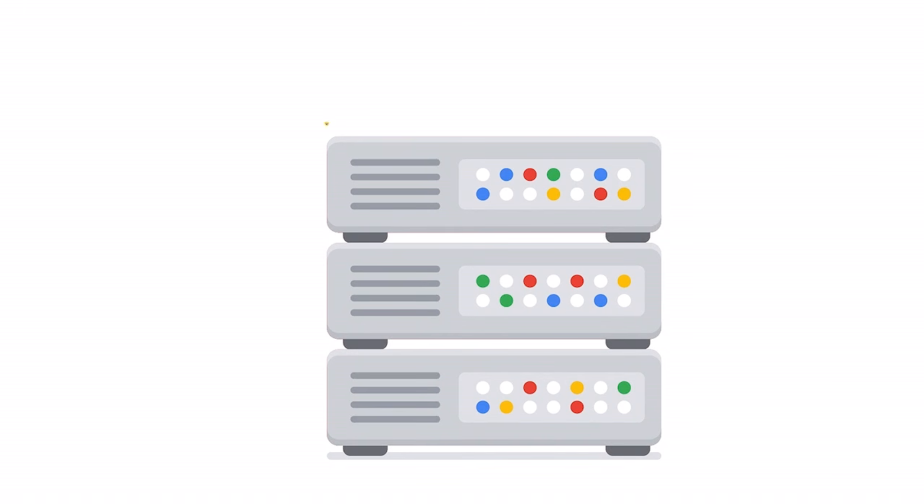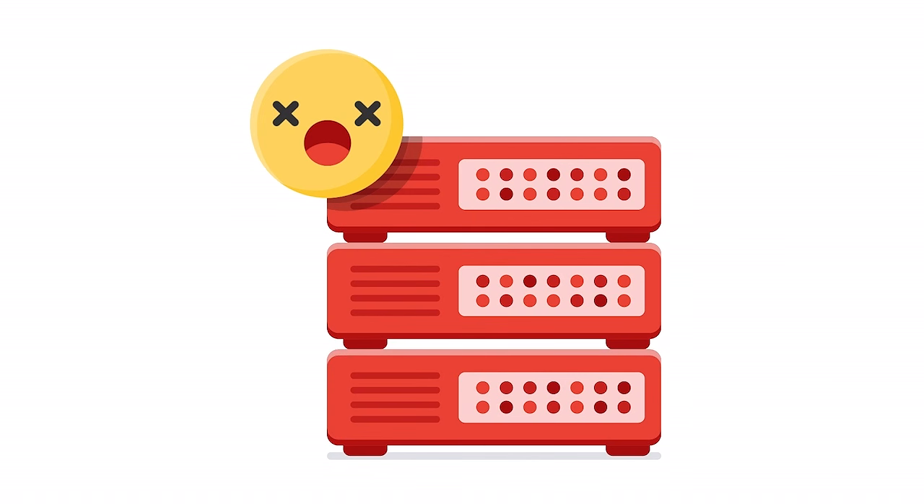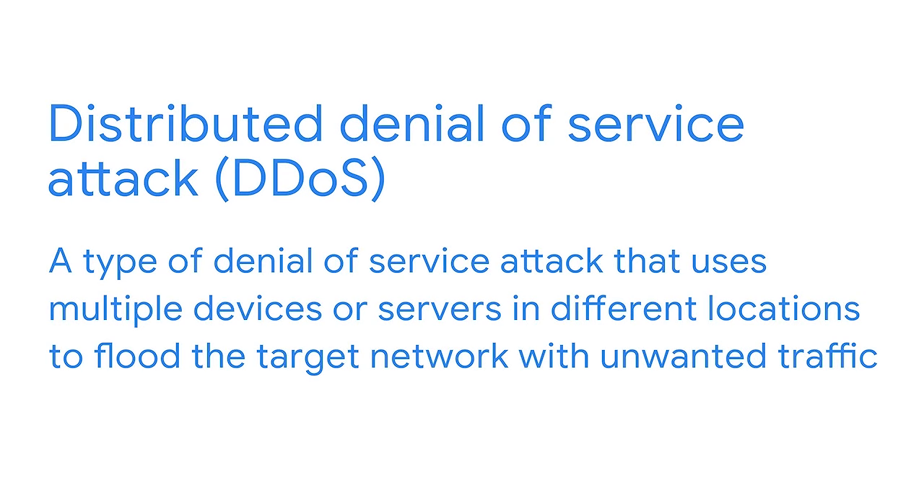This means that the organization won't be able to conduct their normal business operations, which can cost them money and time. A network crash can also leave them vulnerable to other security threats and attacks. A distributed denial of service attack, or DDoS, is a kind of DOS attack that uses multiple devices or servers in different locations to flood the target network with unwanted traffic. Use of numerous devices makes it more likely that the total amount of traffic sent will overwhelm the target server.